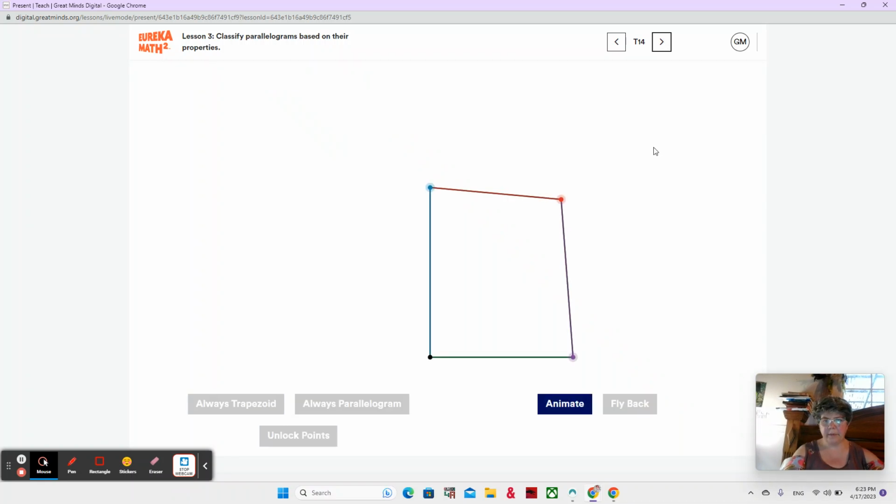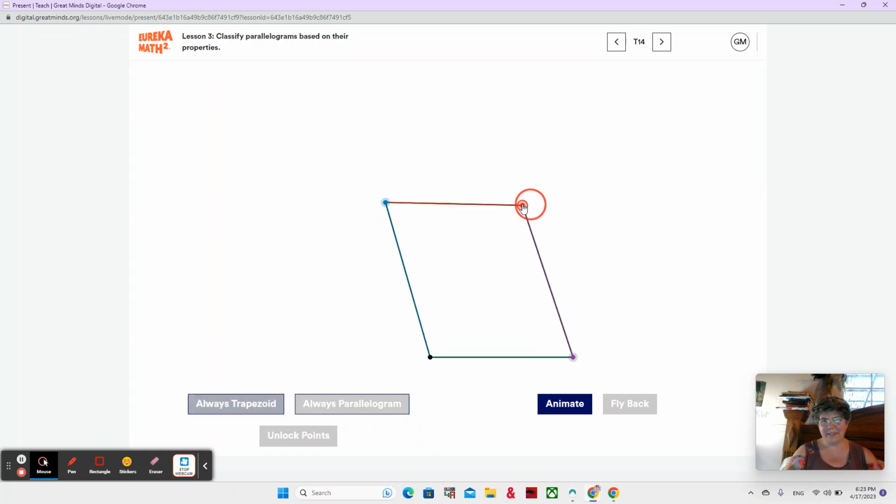All right, so here we have the Geometry World Side Length Explorer. And we're just going to look at the side lengths, right? And we can make it fly back. All right, so let's make it into a parallelogram.